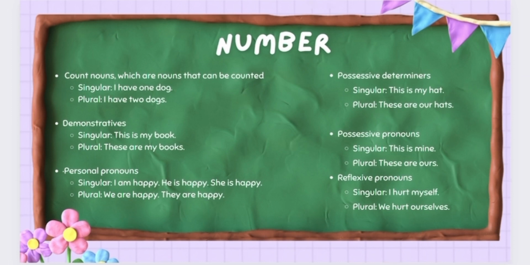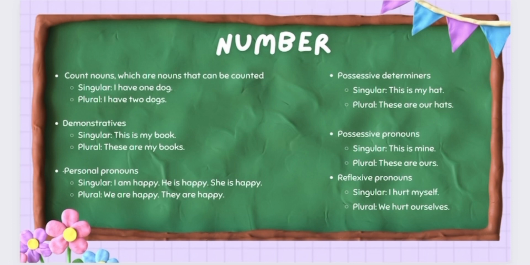Number. The first category of grammatical category is number, which refers to whether a word is referring to one or more things. In English, there are two terms of number, singular and plural. Number is expressed by inflection in the following types of words: count nouns, which are nouns that can be counted. Singular, I have one dog, and plural form, I have two dogs.